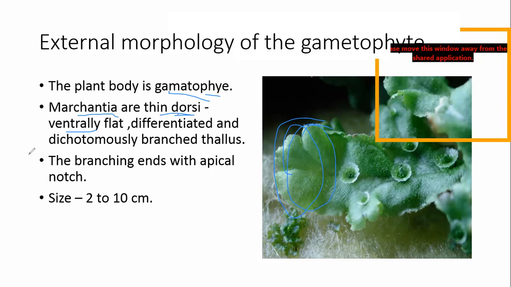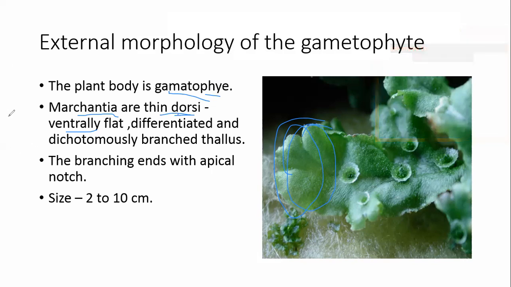How are they differentiated? The dorsal region is usually very green in color and photosynthetic in nature, whereas the ventral region is slightly colorless in nature, and they develop the rhizoids. I'll tell you about the dorsal region and ventral region.